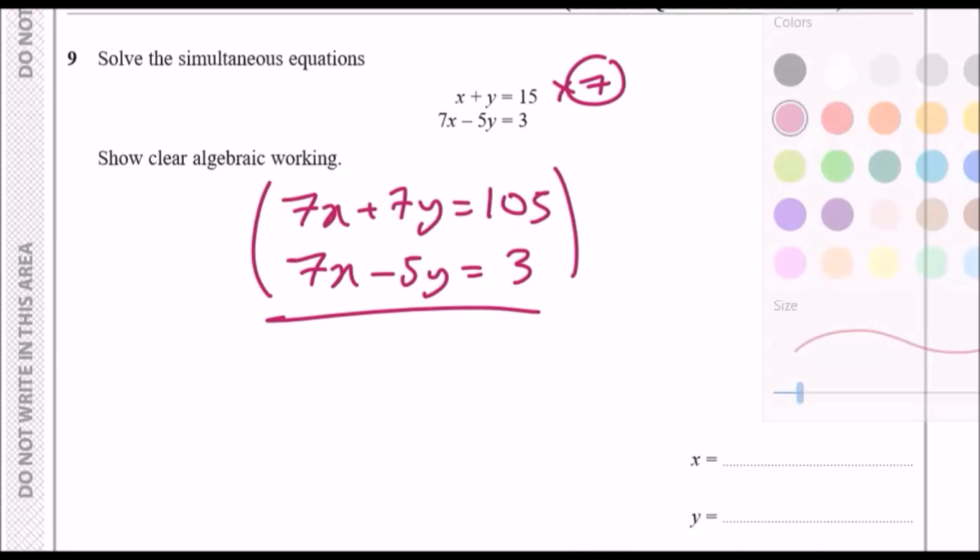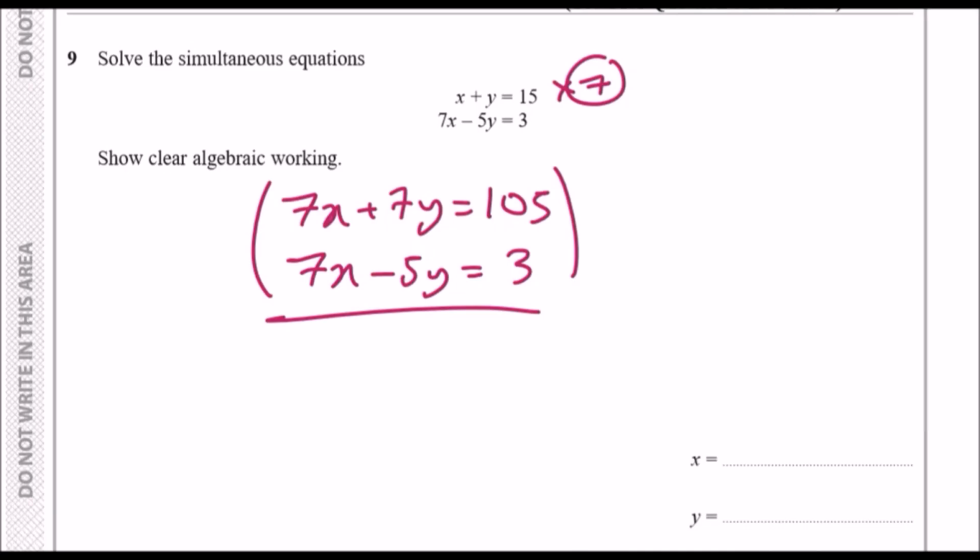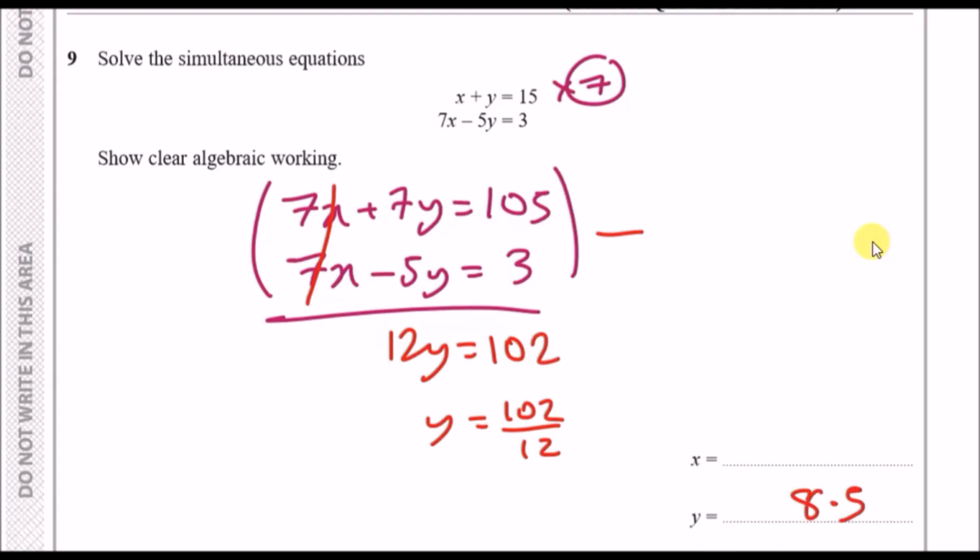For instance, subtracting these, 7x take away 7x is nothing, it's gone. 7y minus negative 5y, so it's a double minus, so it's a plus, 7y plus 5y is 12y. 105 take away 3 is 102. And you're done. Now to get y, divide by 12. 102 over 12. Divide on your calculator, and you should get 8.5 for y. You can leave it as a fraction, but decimals is nice too.